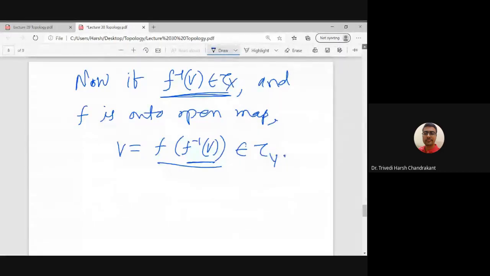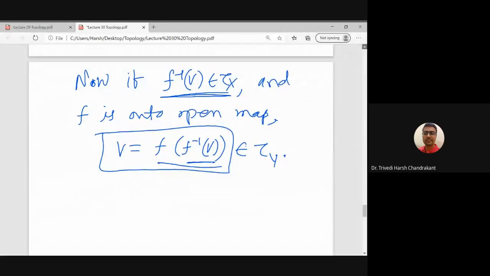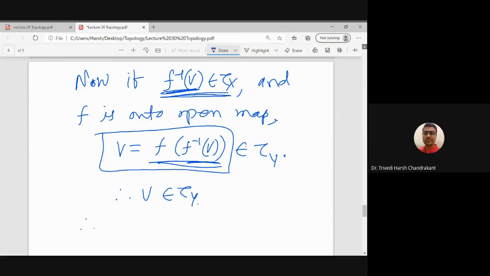So now we have used both the things. F is onto, that will give this thing, and f is open, that means the image of this set is open. So what we finally got is, therefore V is open in y. So therefore the function is a quotient map.